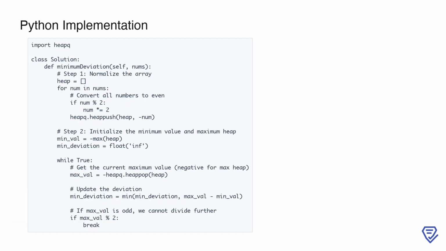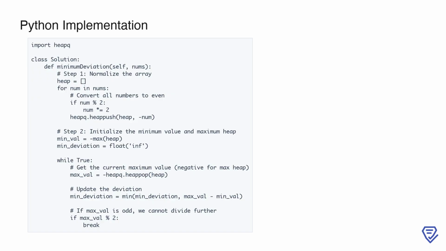To solve the problem of minimizing deviation in an array, we start by importing the heap module, which helps us efficiently manage a priority queue. First, we define our solution class and the minimum deviation method. The initial step is to normalize the input array. Here, we iterate through each number in nums and ensure all numbers are even. If a number is odd, we multiply it by 2 to make it even. This is because even numbers can be divided by 2, giving us more flexibility when adjusting the values.